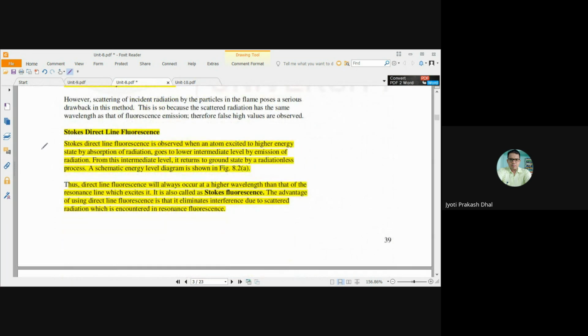Now coming to the second type of fluorescence, that is called Stokes direct line fluorescence. Stokes direct line fluorescence is observed when an atom is excited to a higher energy state by absorption of radiation and goes to a lower intermediate energy level by emission of radiation. From this intermediate level, it will come back to the ground state by a radiation-less process.